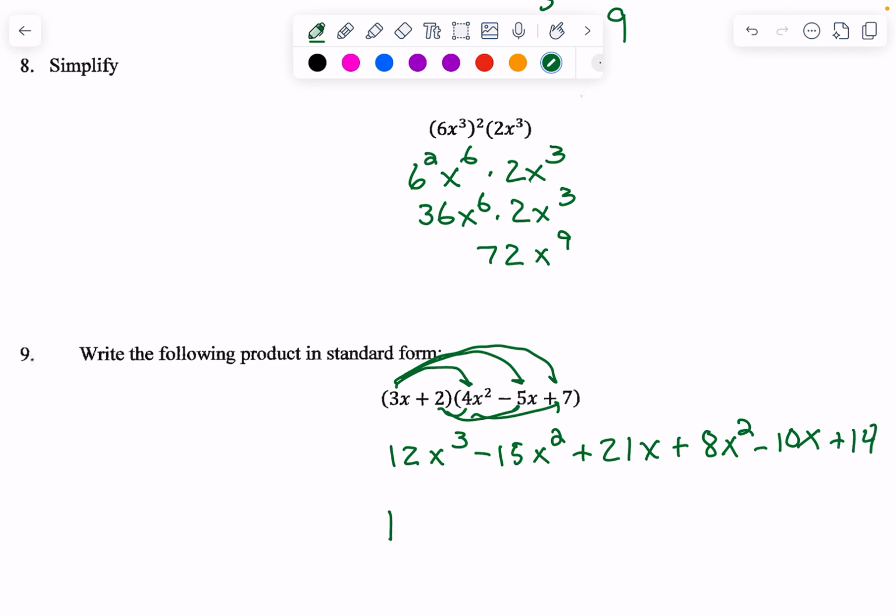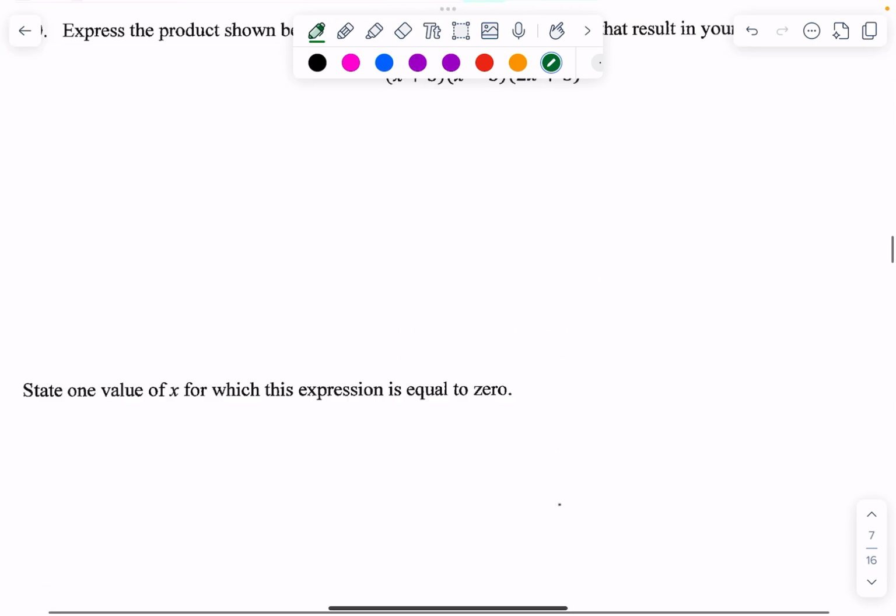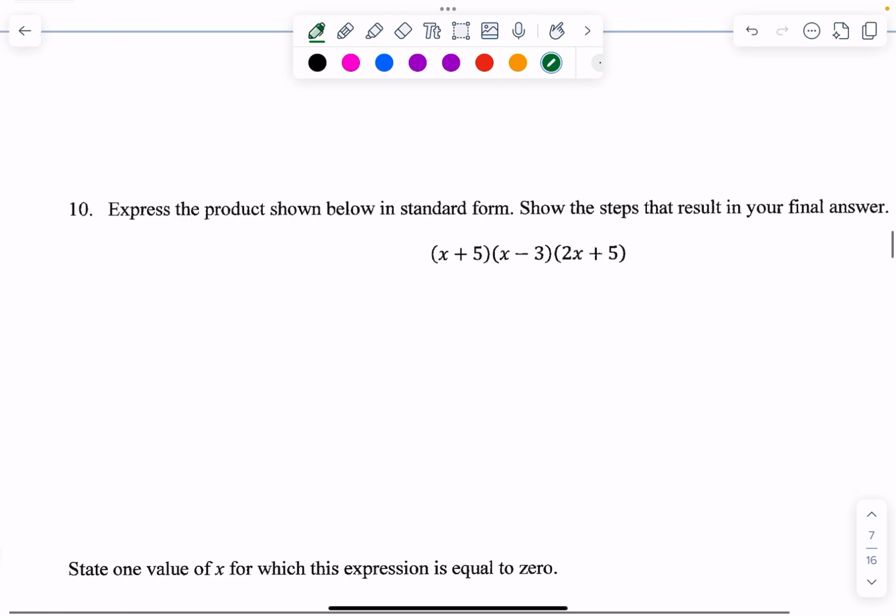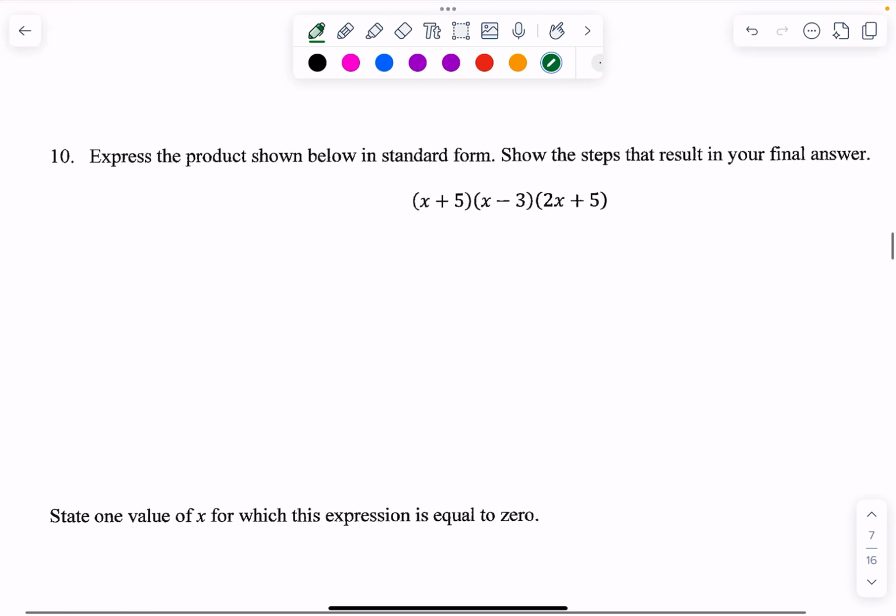All right, so standard form, biggest exponent to the smallest. So that's 12x to the 3rd. Then we have negative 15x squared and 8x squared, so that's minus 7x squared. We have a 21x minus 10x, that's plus 11x, and the 14. Okay? How many have two? Let's do these two, and then we'll do the next one in the next video.